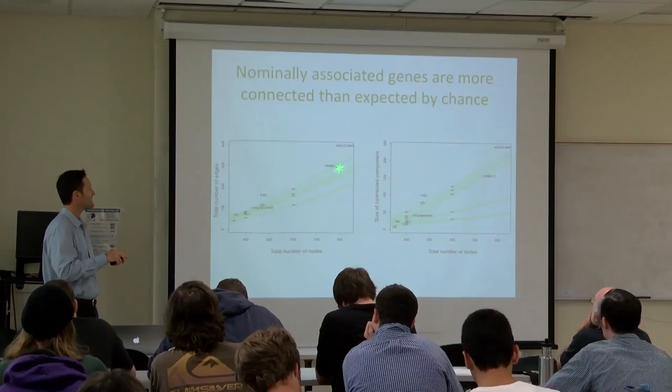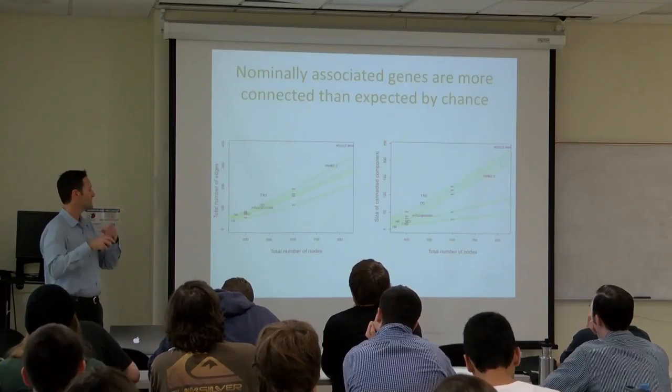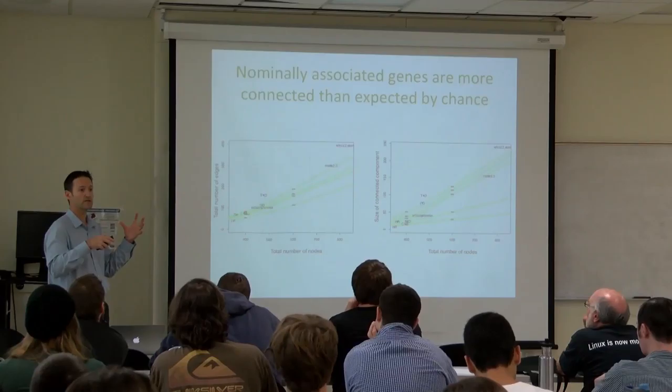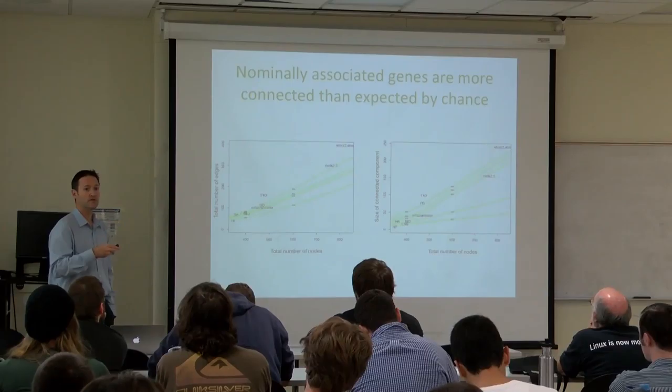So this is the 95th percentile of permutations done in the same network. What happens if you draw 800 nodes from the same network at random and you count the number of connections? This is the 95th percentile of that. So what we're saying is that this study resulted in additional discoveries if you do this approach.